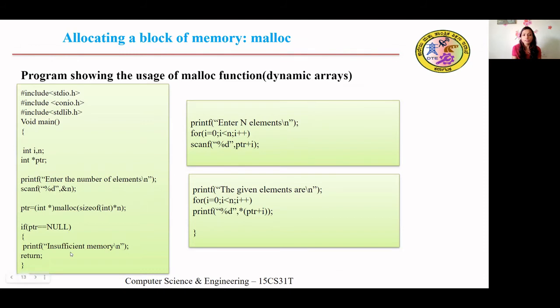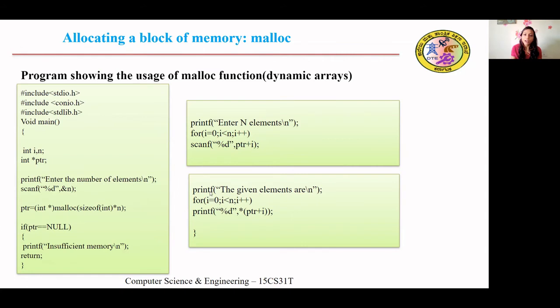Then you can print insufficient memory and return. Else, if it does not return null, it means the computer has the memory space. That time you can enter n elements. Go on entering. So using the pointer, how to enter? ptr is the address of the first element. So if I want the next element, ptr plus 1. If I want the next element, ptr plus 2, and so on. Instead of this value 1, 2, 3, I'll write i.